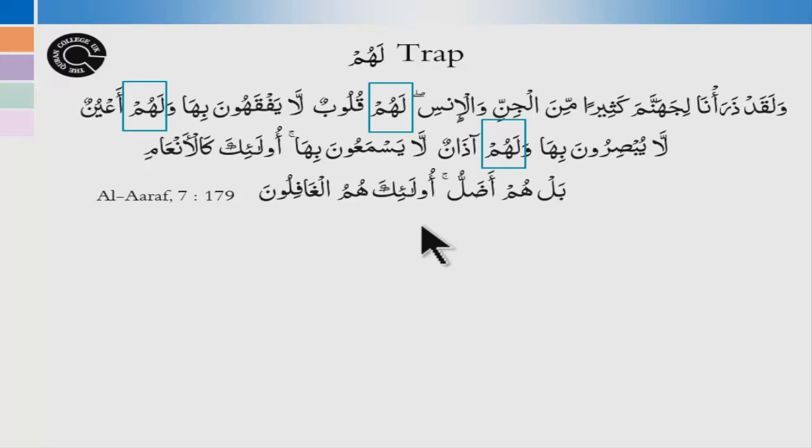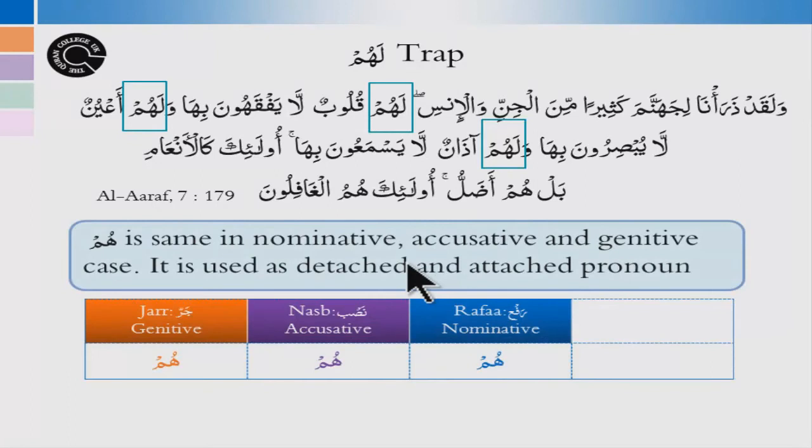But in this case, if you can see, it is lahum, lahum, and lahum. Since the text is black, we do not understand which kind of hum is used over here, because the hum is the same in nominative, accusative, and genitive cases, because the hum is used in rafa, nasab, and jar in the same way. So it is used also as a detached and attached pronoun. When it's used in rafa, it is in this color. When it's used in nasab, it is in this color. When it's used in jar, it's that.